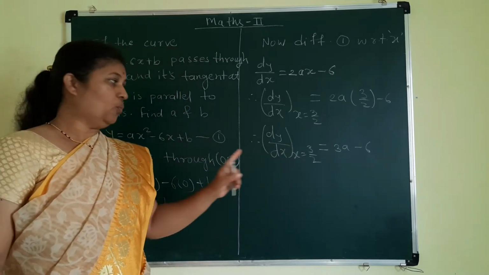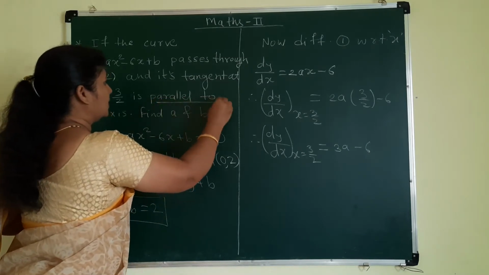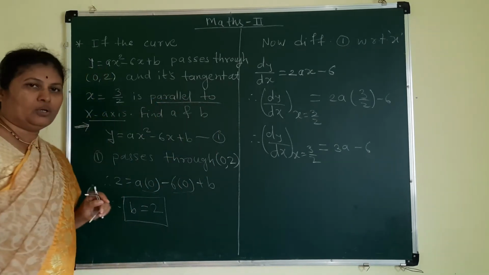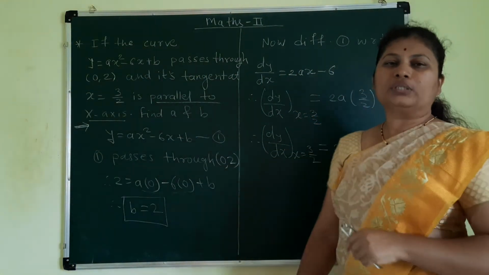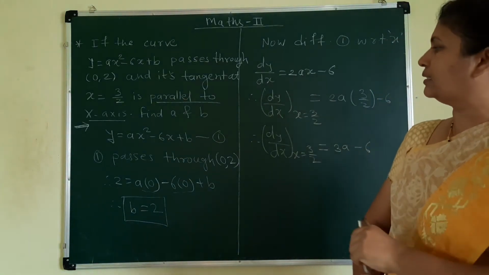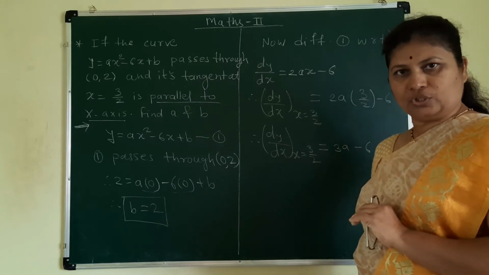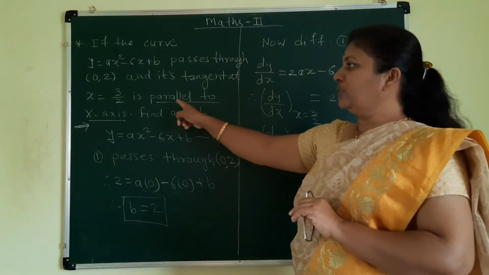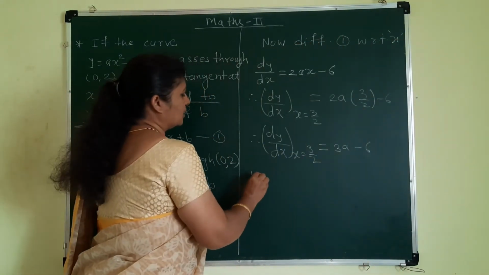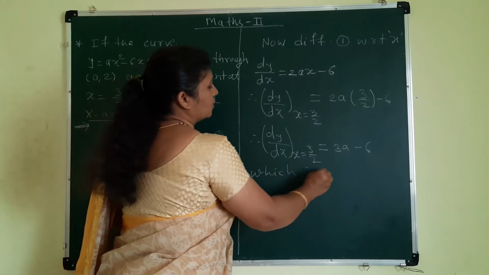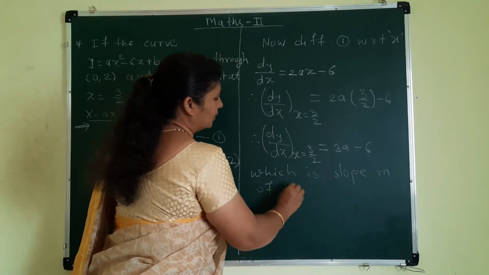But one more piece of information is given there. What is that information? The tangent is parallel to the x-axis. Do you know when a line is parallel to the x-axis, what is its slope? What is the slope of that line when it is parallel to the x-axis? Yes, the slope of the line will be 0. The slope of the x-axis is 0. Therefore, the slope of the tangent which is parallel to the x-axis is equal to 0, which is the slope m of the tangent.